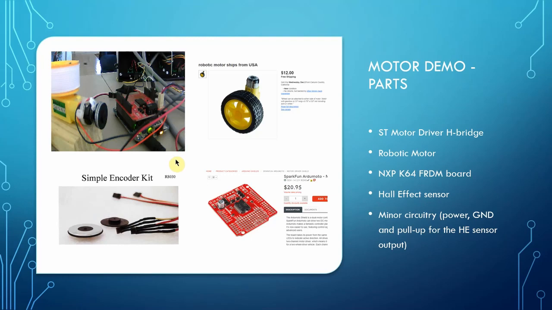So the parts that we're going to use for this demo are listed on this slide. There's going to be a motor, which is a robotics motor. You can buy this online. There's also an H-bridge. Actually, it's two half H-bridges on one IC. This board plugs into the Freedom K64 board. Then there's also an encoder kit. This is a Hall effect receiver and a small disc with eight magnetized areas on it. So H-bridge, motor, Freedom board, Hall effect sensor, and some minor circuitry that we'll see on the next slide.